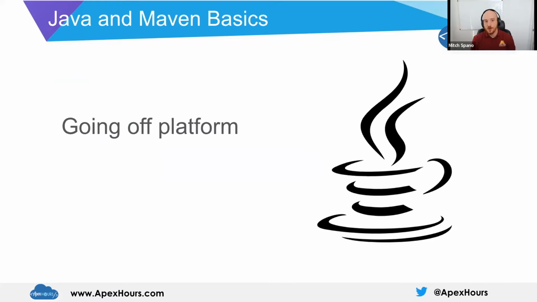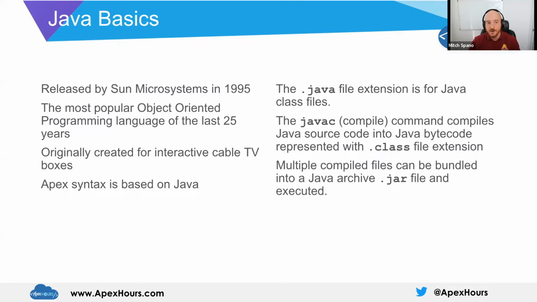Okay, so PMD is cool, but it's written in Java. So we're going to need to go off platform for a little bit to be able to understand some of these mechanisms before we can actually write our own rules. So Java is the world's most dominant object-oriented programming language over the last 25 years or so. It was created by Sun Microsystems in 1995.